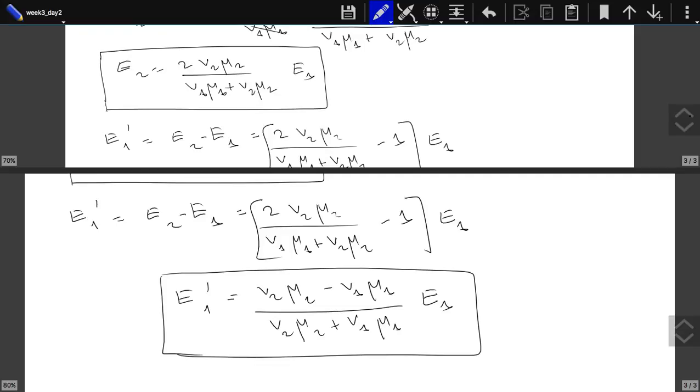Okay, first of all, about directions. You see, E2 always has the same sign as E1. If E1 is positive, E2 is positive. So the transmitted electric field is always in the direction of the incident electric field. But the reflected electric field, it depends. If in the second medium the wave is moving faster, if V2 is larger than V1, then we know that E1 prime is also positive. But if in the transmitted medium it's moving slower, if V2 is smaller than V1, in that case the reflected wave is reversed.